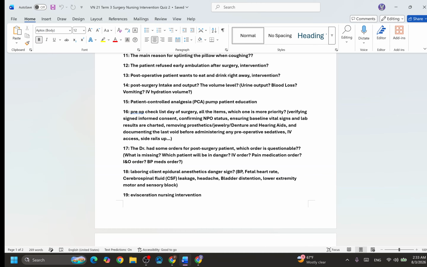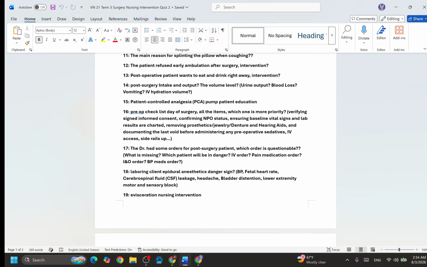So the IV order, do you think it is very important? The pain medication order is very important. The intake and output order is very important. The blood pressure medication order is also very important for this patient. When you see the answers, you will understand, okay, there are four answers here. One is a patient in a danger zone. So remember to pick that answer, okay?